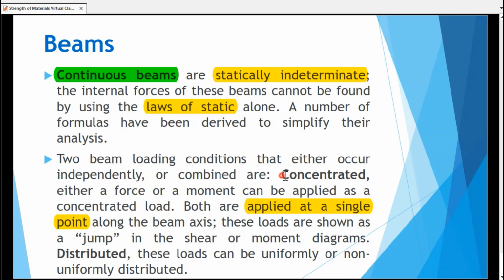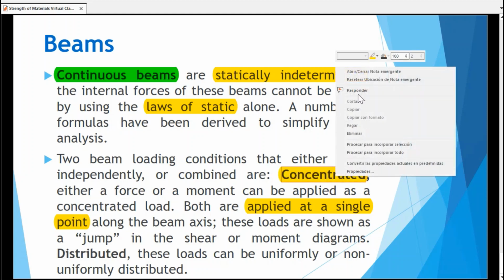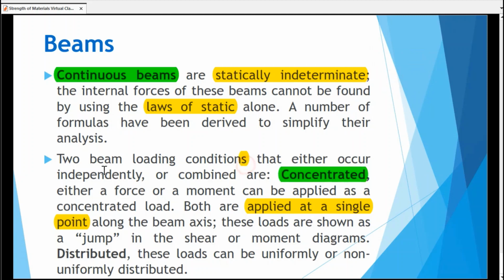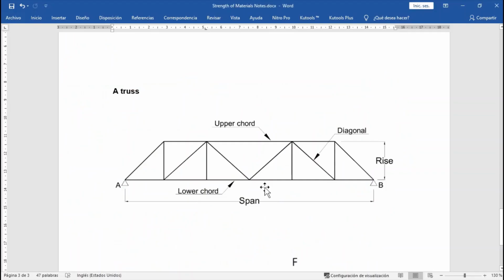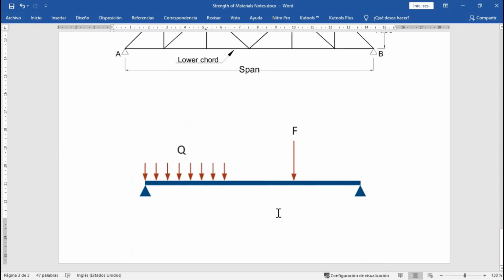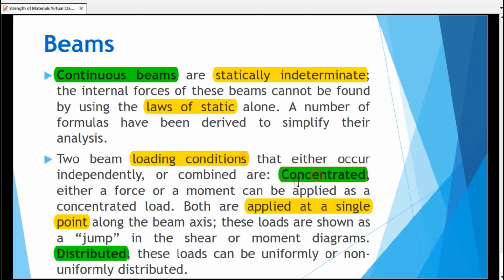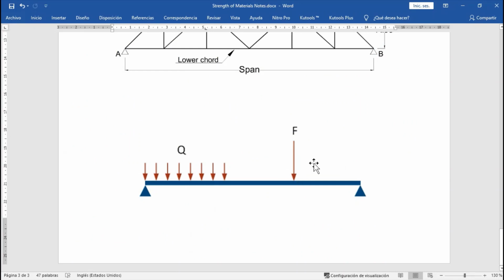And we have, again, remember, these are the loading conditions, okay? Loading conditions, concentrated, or it can also be distributed. If it is distributed, imagine a pile of gravel. These loads can be uniformly or non-uniformly distributed. Let's check a picture. Look, we have concentrated and distributed. This one is concentrated. It's a single force applied in a point.